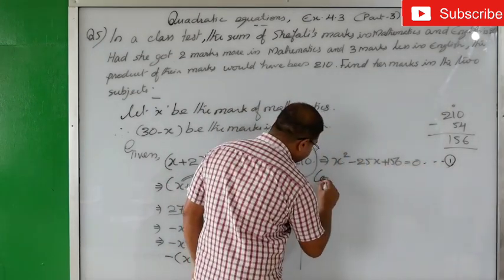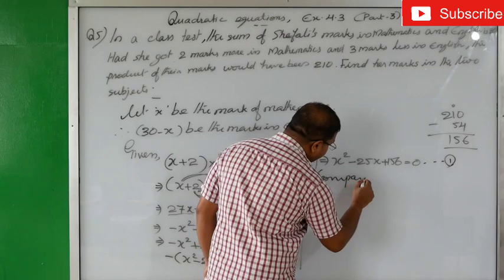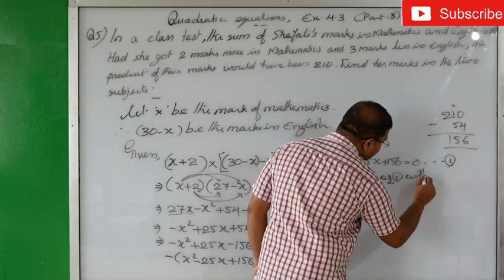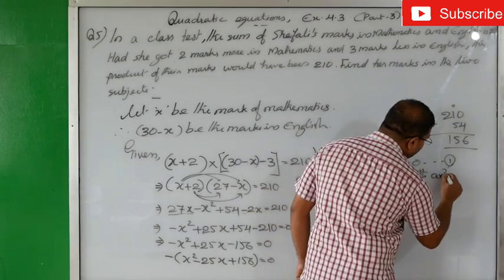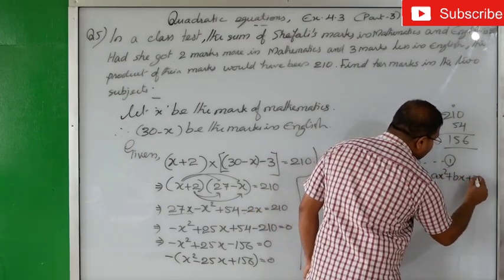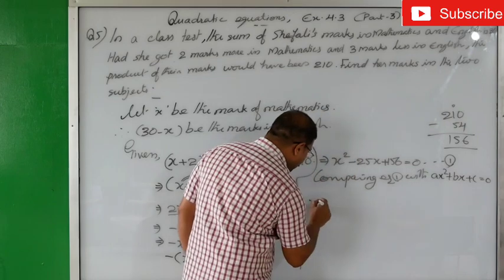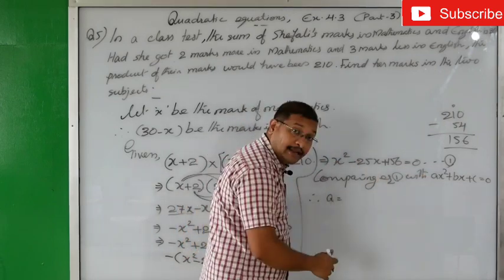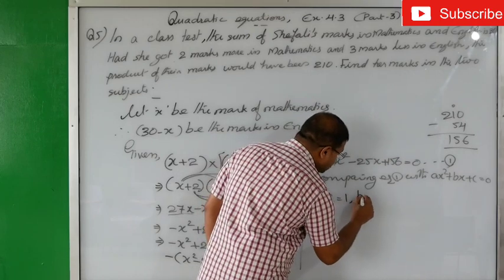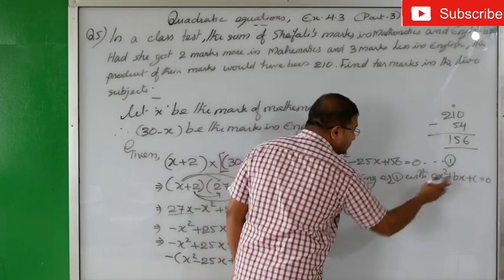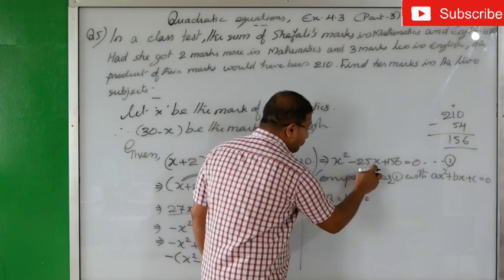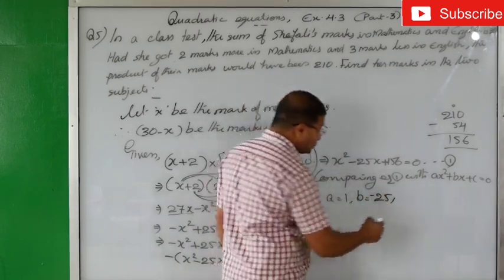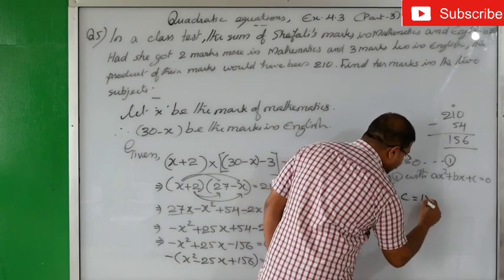Comparing equation 1 with ax square plus bx plus c equal to 0, what is the value of a? That is 1. And what is the value of b, the coefficient of x? That is minus 25. And of course, the constant c is 156.